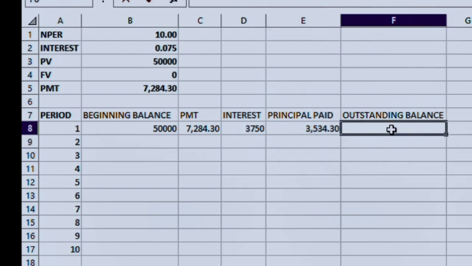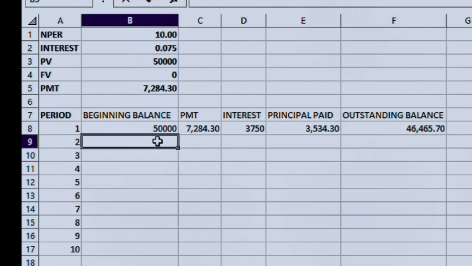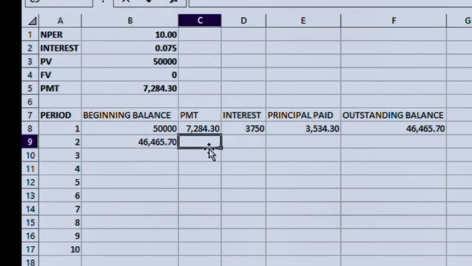Our outstanding balance, click equal sign, click beginning balance minus principal paid, then enter. Our outstanding balance will be our beginning balance in our second period. So click equal sign, click outstanding balance, then enter. Our PMT, put equal sign, then click PMT, and then put a dollar sign before B and between B and 4.